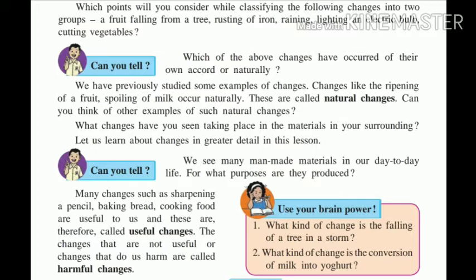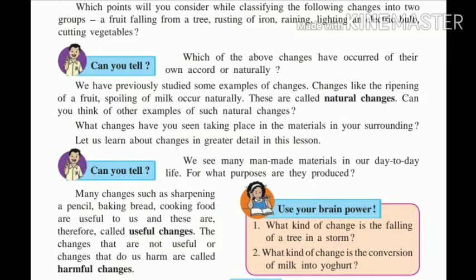We see many man-made materials in our day-to-day life. For what purpose are they produced? They are produced for our own use. We can say the man-made materials are used for the benefit of mankind. Many changes such as sharpening a pencil, baking bread, cooking food are useful to us. These are therefore called useful changes, which are very useful for human beings in our day-to-day life.